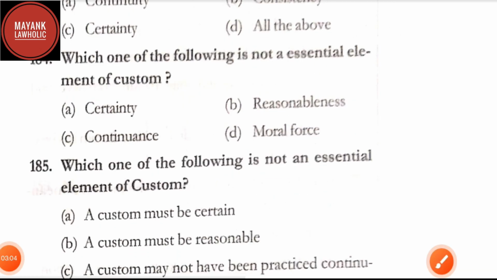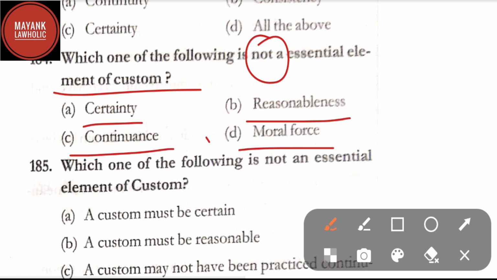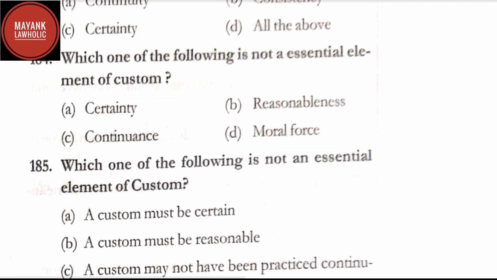Question number 184. Which one of the following is not an essential element of a custom? Option A, certainty. Option B, reasonableness. Option C, continuance. And option D, moral force. Here correct answer is option D. Moral force is not an essential element of a custom.